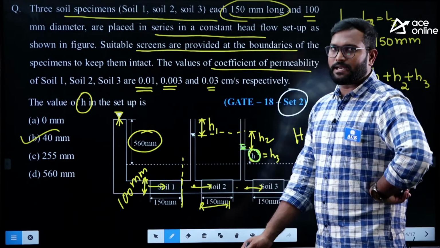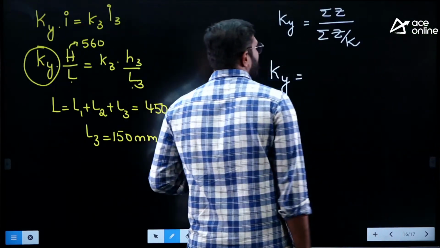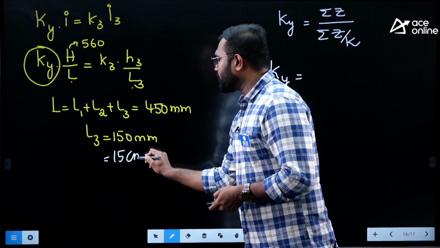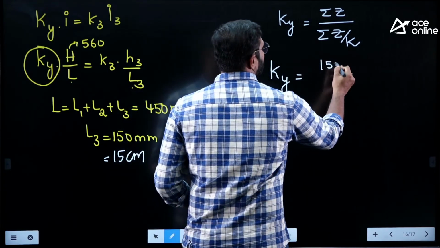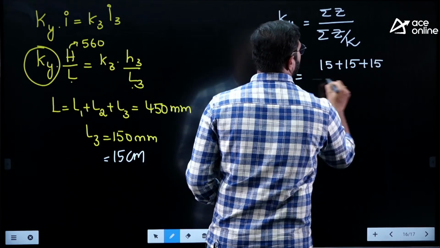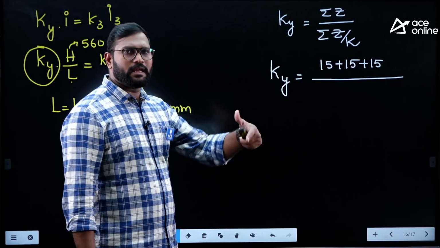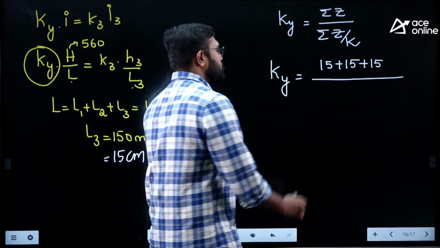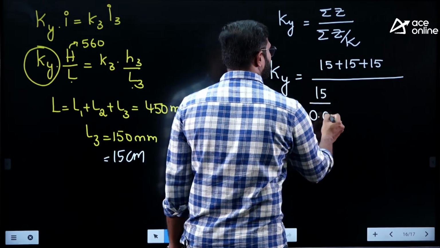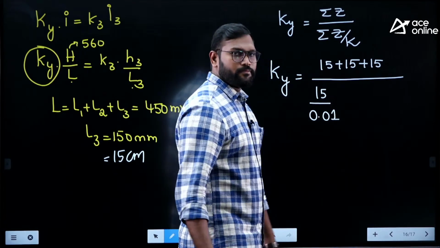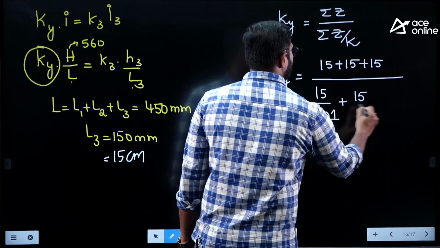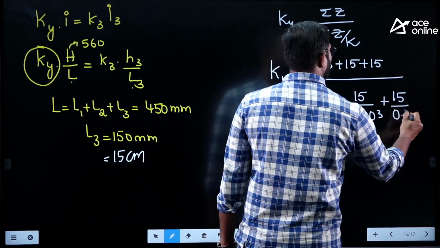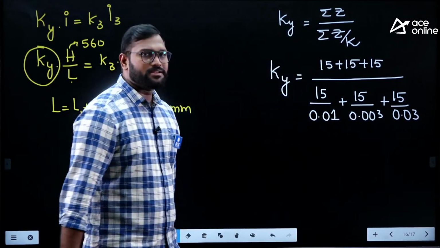150, 150, 150 mm, so everything is 15 centimeters. You can write either 150 mm or 15 centimeters. Now 15 plus 15 plus 15. What is this 15, sir? 150 mm I am writing in terms of centimeters because I have been given the k value in centimeters per second. So 15 by k1 as 0.01 plus 15 by 0.003 plus 15 by 0.03. This requires a calculation, right?